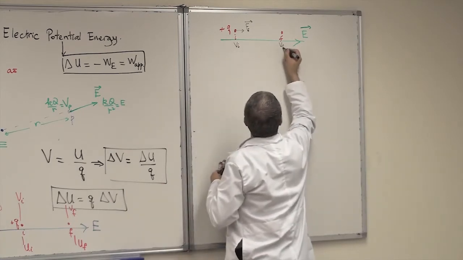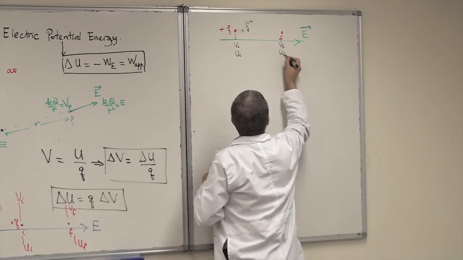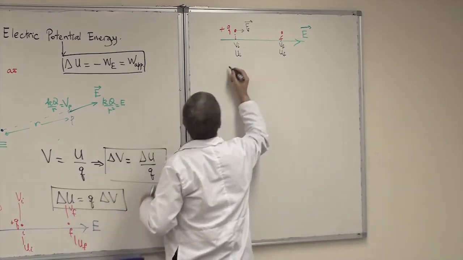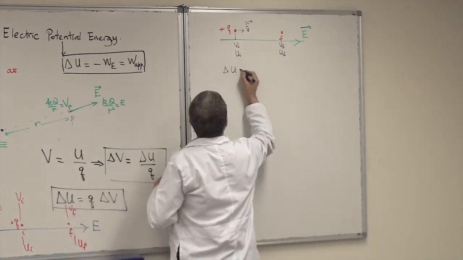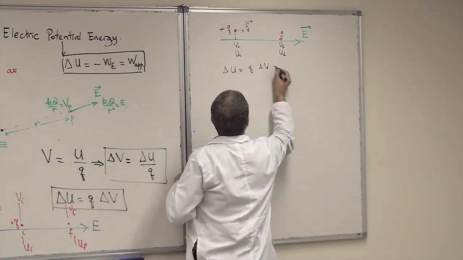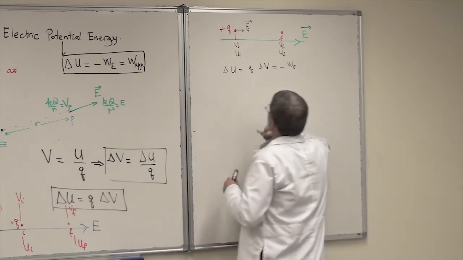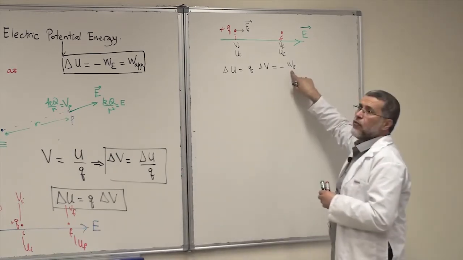At this point, I have a potential V final. I have here a U initial, and I have U final here, and they are related through this equation here. So, delta U is the charge times what? Times delta V. And this is equal to minus the work of the electric field. We know this, delta U is minus the work of the electric field.